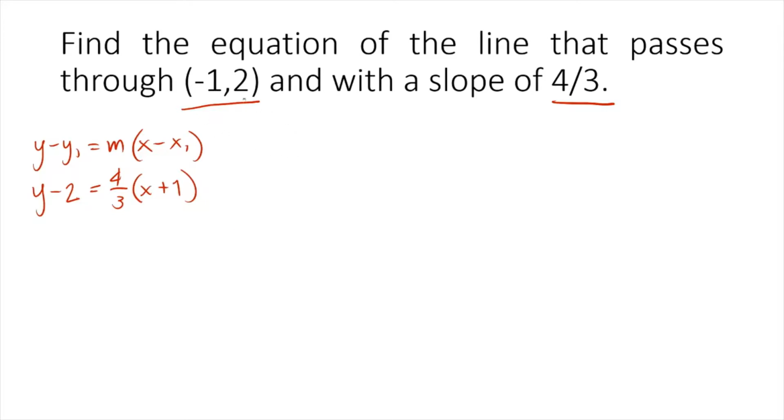So depending on what is required in the problem, since it's not specifically stated if it wants an explicit form, implicit form, or the general form of the equation, we can express it explicitly or implicitly using the general form. So let's try the explicit form first. What we want in the explicit form is to isolate y on one side of the equation. So y equals 4/3 times x, that's 4/3 x plus 4/3 times 1, so we have 4/3, and then transpose negative 2 so that it becomes positive 2.